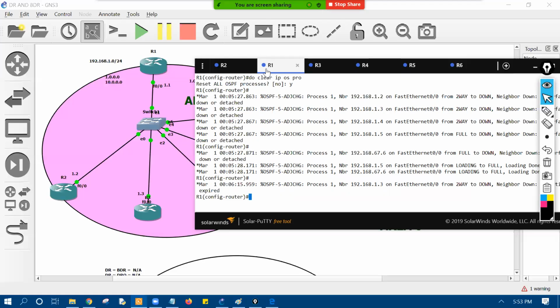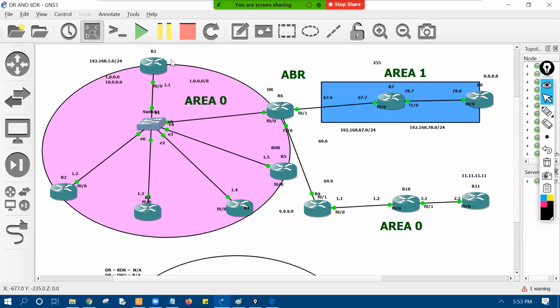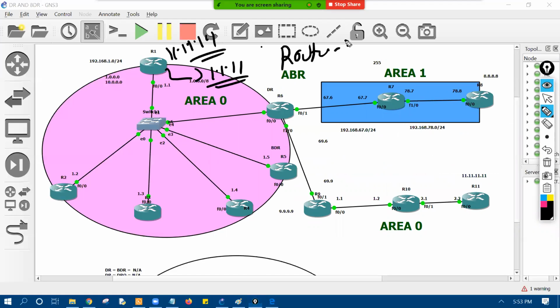So whenever, for example, R1 has been elected with some router ID, for example 11.11.11.11, and you want to make R1 router ID 1.1.1.1, you need to manually give the command router-id 101. Then after that, you need to restart the process. Otherwise, reconfigure OSPF again, or restart the OSPF process.